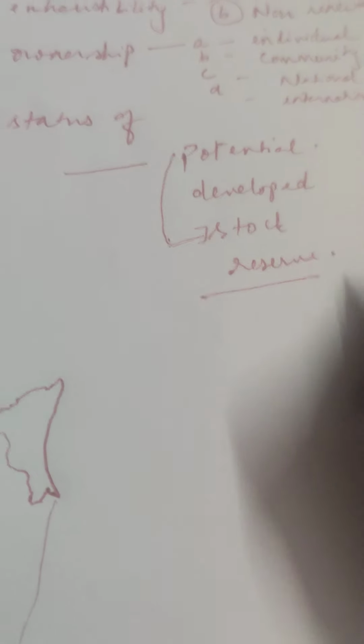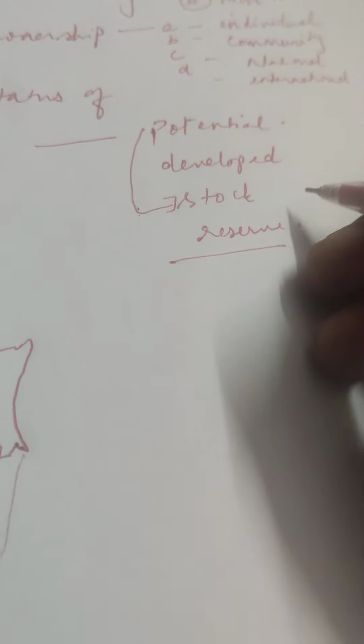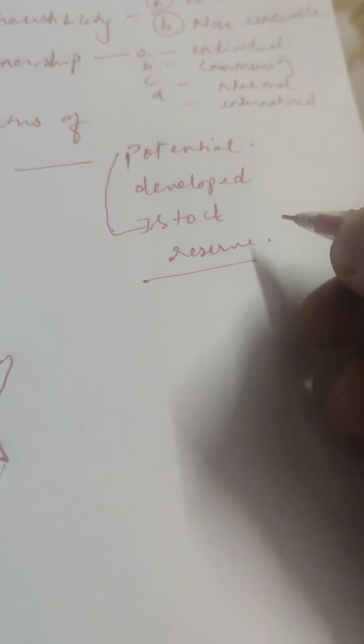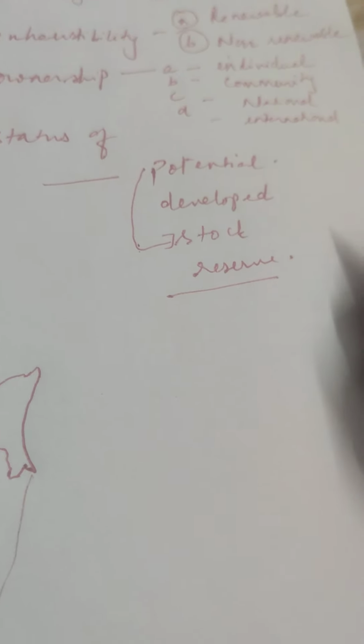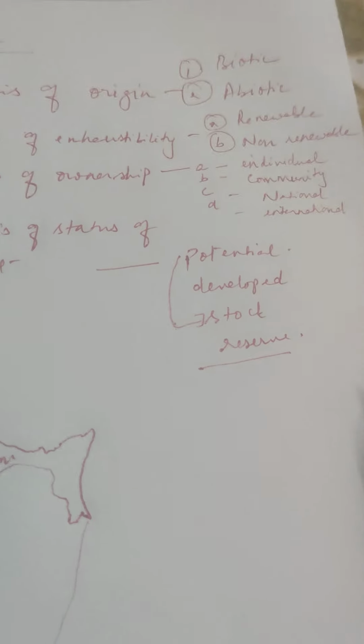The developed resources are the resources that we are using right now. We have the desired level of technology and we know how to use this resource, so that is a developed resource. Then there are reserves. Reserve is a subset of stock, wherein we know there is a resource and we have the technology also, but we are not using it. We are keeping it for future use.